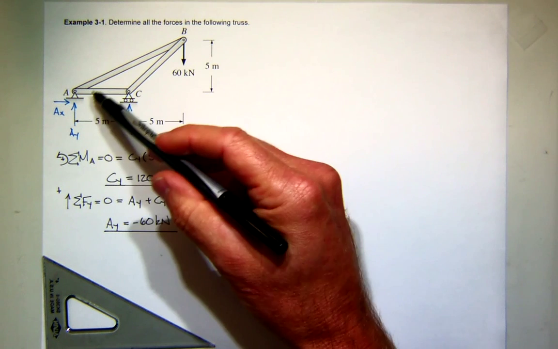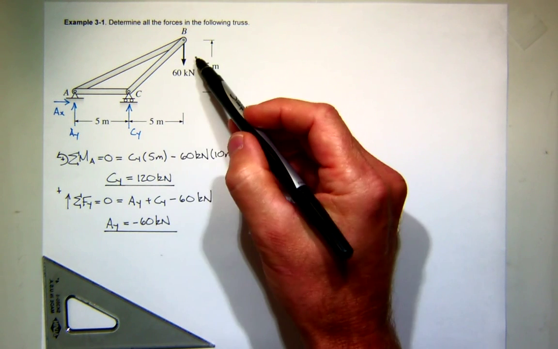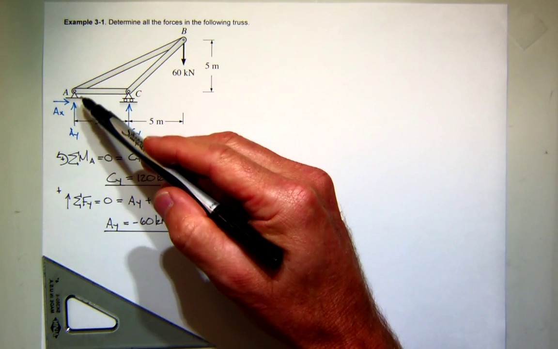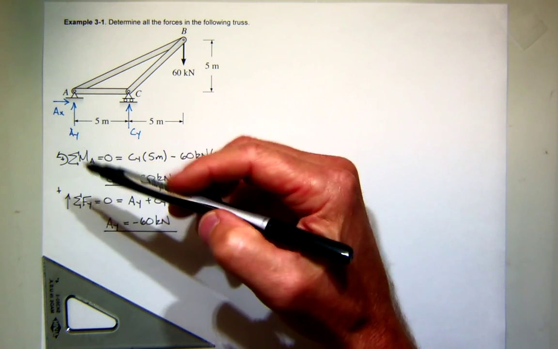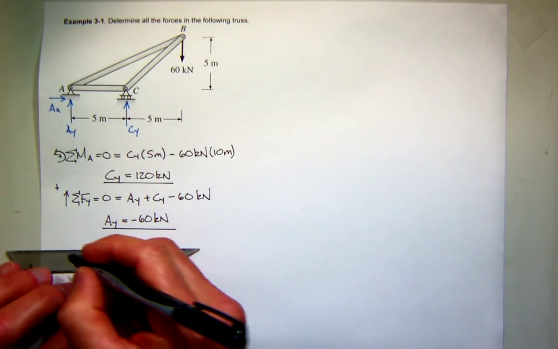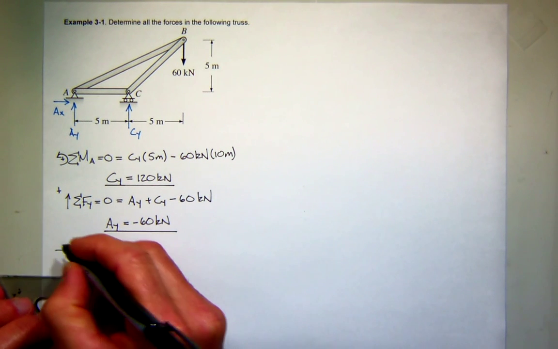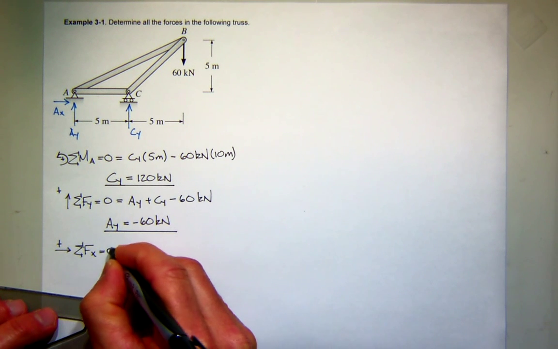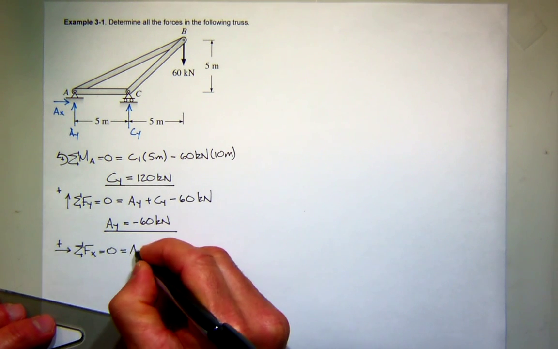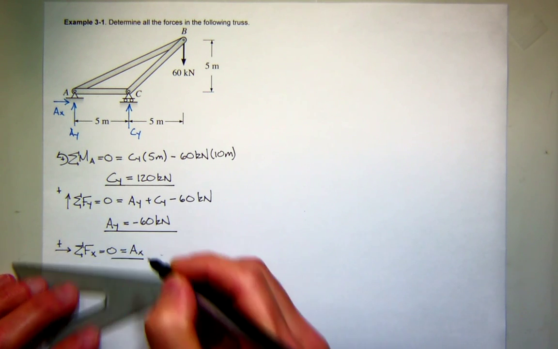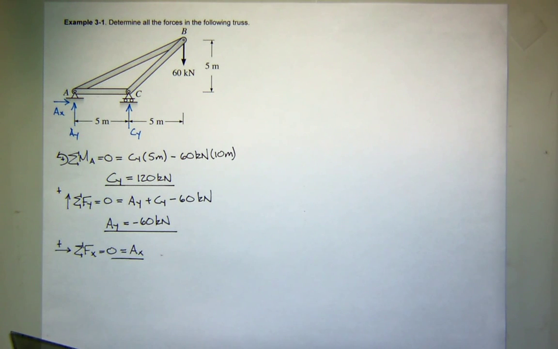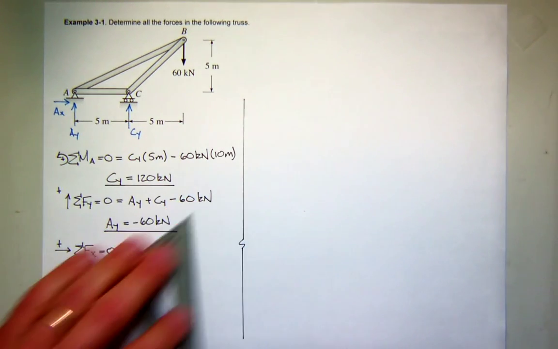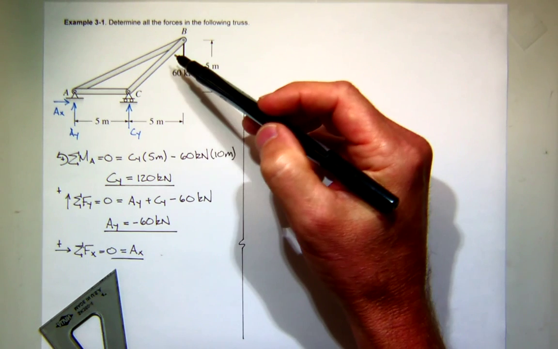Sure. Well, think of this thing as a weird seesaw about C. If you put a 60 kilonewton person on this side acting down, you better have a 60 kilonewton person on this side acting down to balance it. That makes sense. So finally, we'll finish this off by summing forces in the X direction. And the only thing we have is AX, so in this problem it's 0. So I'll just put a little break here, and now we'll work on the bar forces.